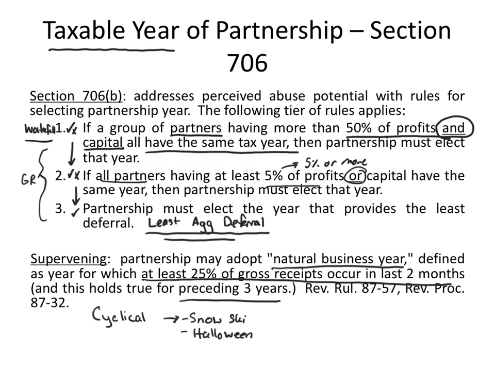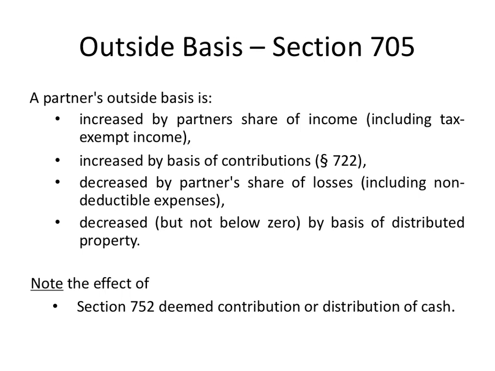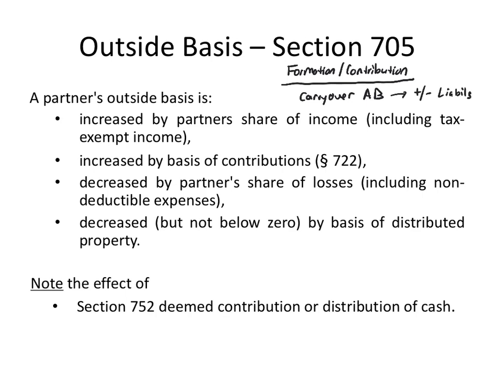So that's the taxable year end of the partnership. Okay, outside basis, section 705. We talked about on formation contribution, your starting point of basis, you carry over the adjusted basis. You also are going to increase or decrease for liabilities, either taken on or relief.